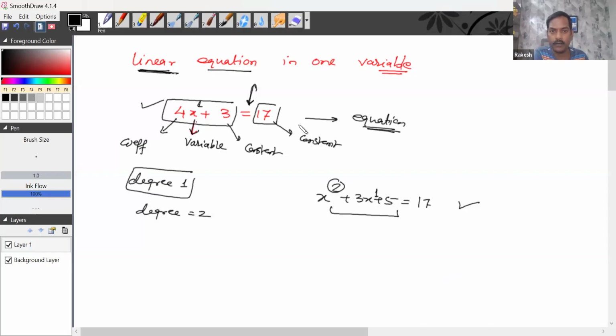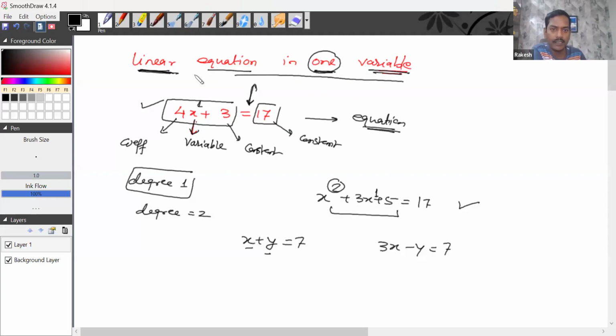So I hope we have understood the term linear. We have understood what is the meaning of equation. We have also understood what is the meaning of variable. Now, what is 1 here? 1 in the sense is that today's session is all about linear equation in which there will be only one variable. We can have linear equation having multiple variables. For example, I can have linear equations like this, right? Here, both x and y are variables. So this is a linear equation in two variables, right? We will be dealing with it in the next sessions. But today's session is all about only one variable. So I hope you have understood the meaning of today's topic.